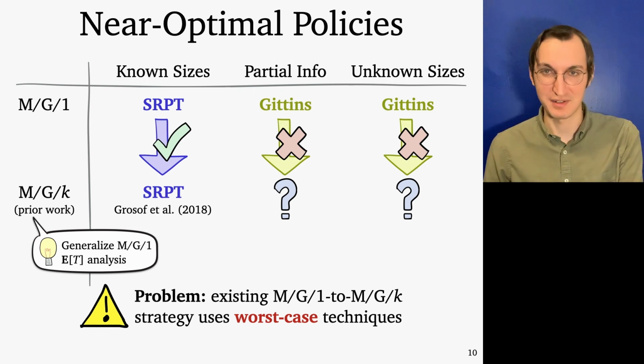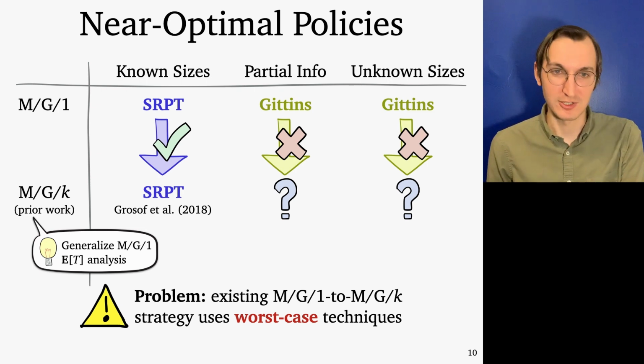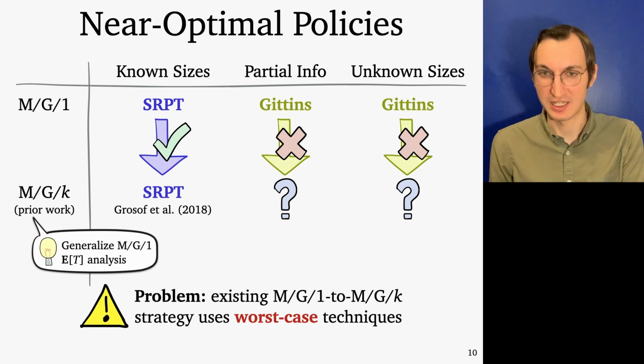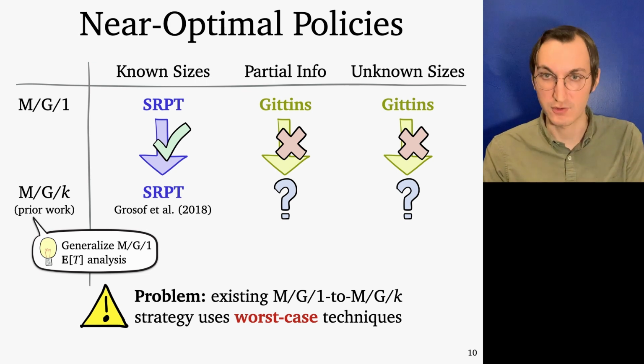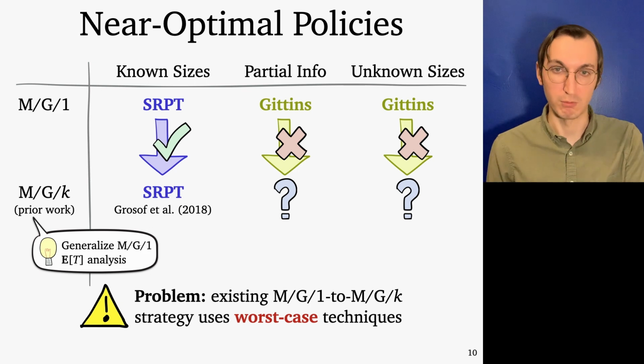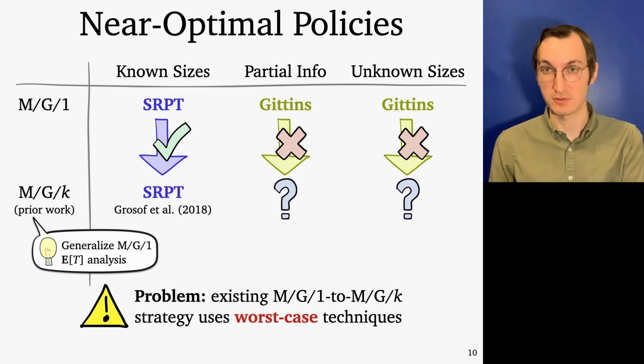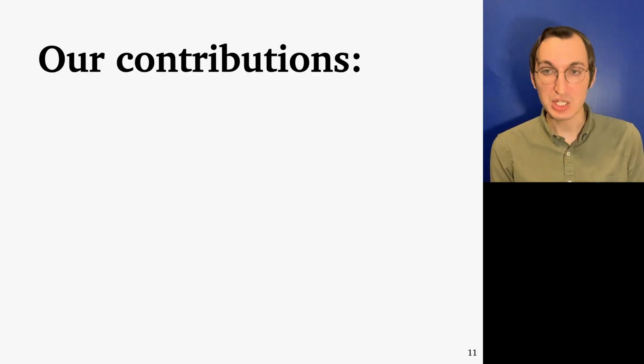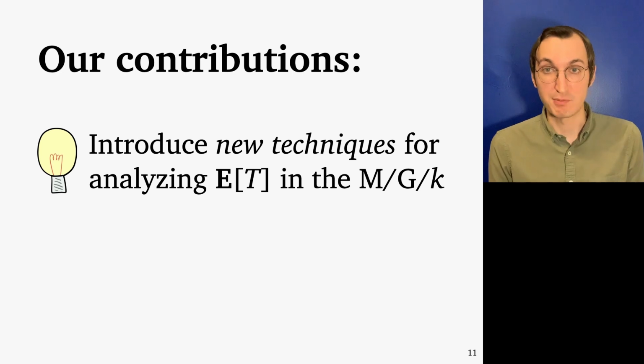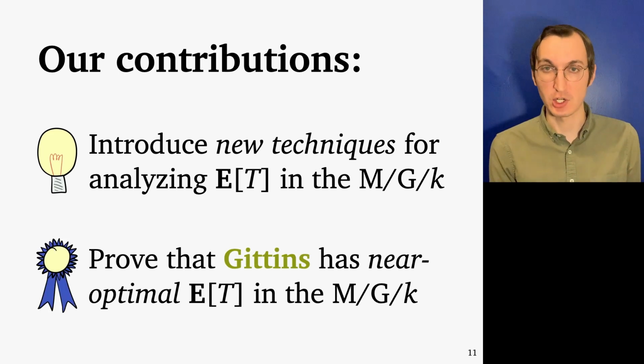So this is the state of the art. We don't know whether Gittins is a good idea in the M/G/k because the existing techniques for M/G/k analysis don't work for Gittins with unknown or partial information sizes. That brings us to this work. Our contributions in this paper are two. The first is we introduced new techniques for analyzing mean response time in the M/G/k. And we use these techniques to prove that Gittins has near optimal mean response time in the M/G/k.